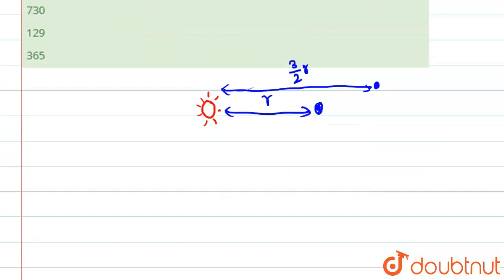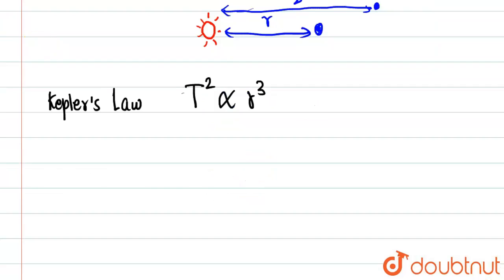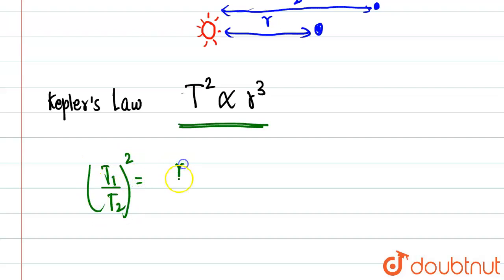Okay, so from Kepler's law, we know that the time period or the time required for a planet to revolve around the sun, squared, is directly proportional to the radius cubed. Okay, this is the thing. So if we take two cases from here, since this is a proportionality, we can write T1 by T2 whole square must be equal to R1 upon R2 whole cube. Okay, this is what it will come out to be.